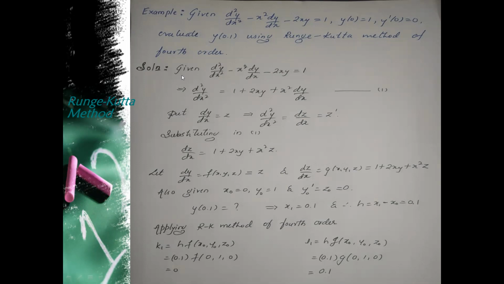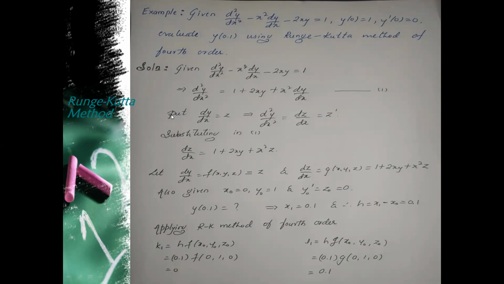Now we'll take this given differential equation d2y by dx square minus x square into dy by dx minus 2xy equal to 1. We put it in a standard form. So I'll express it as d2y by dx square equal to 1 plus 2xy plus x square dy by dx, bringing these two terms on the RHS. Let us call it as equation 1.